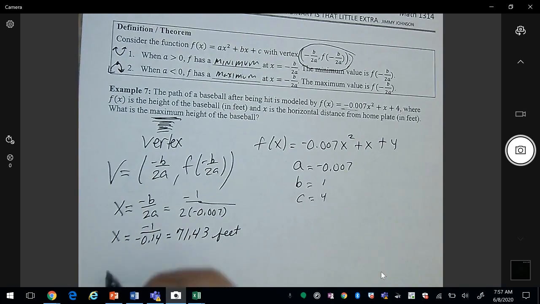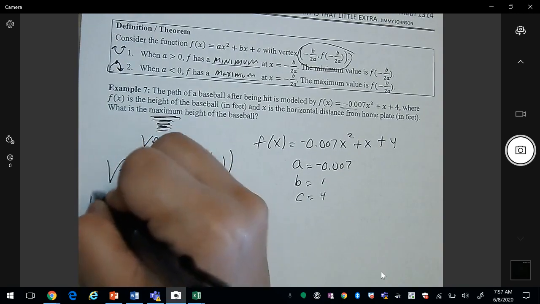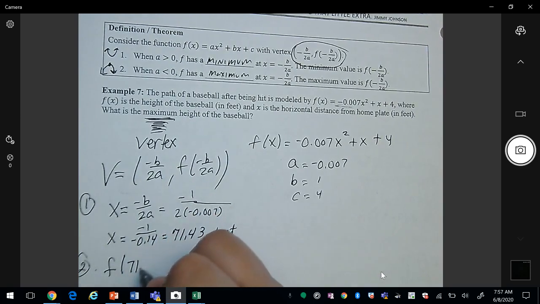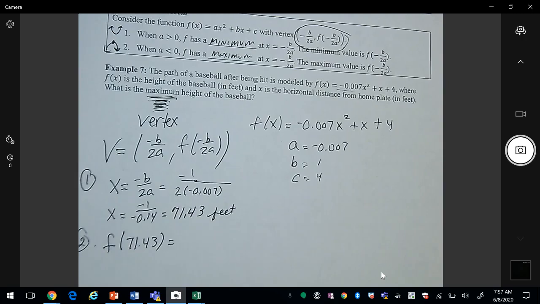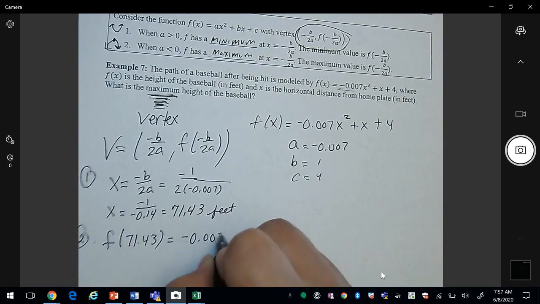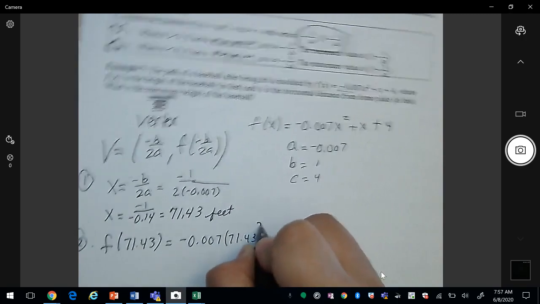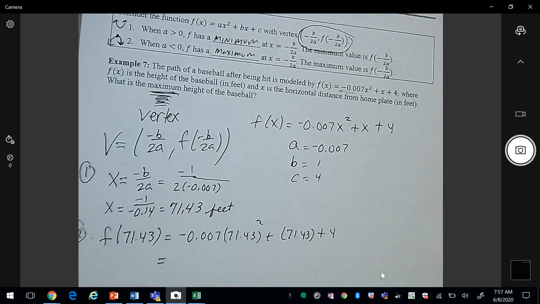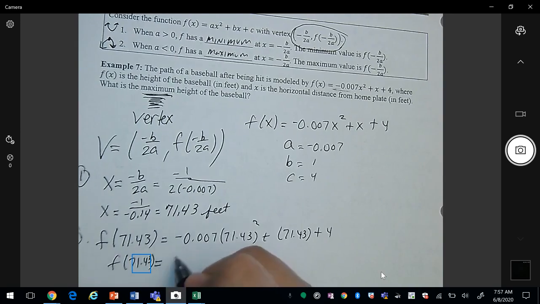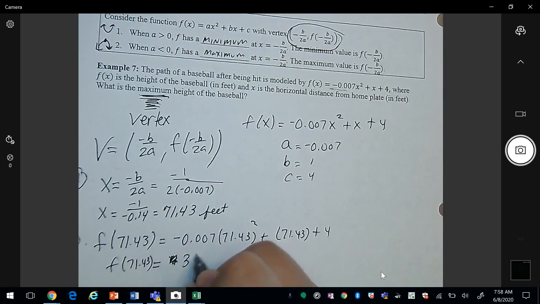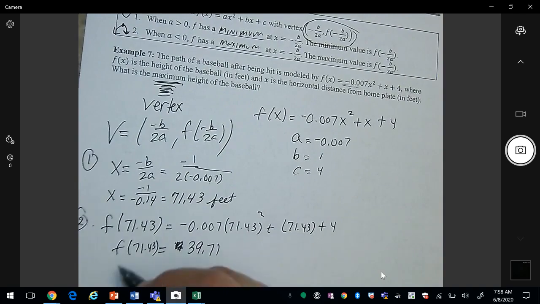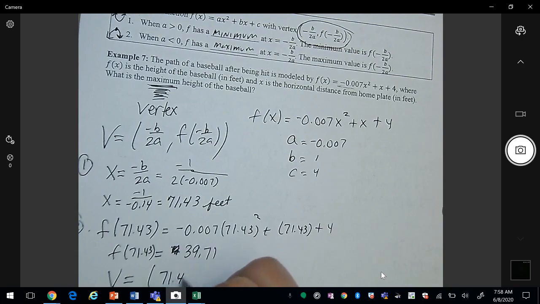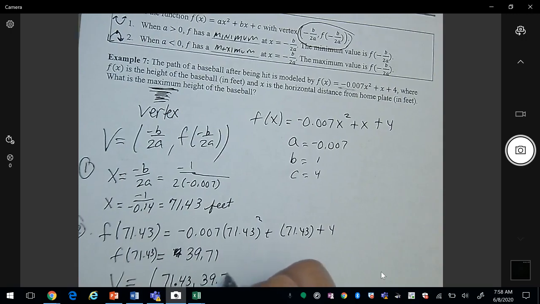Once you find your x value, then you're going to find your y value. So this is step 1. So step 2 is to find f of what you got in the first part. So we're going to find f of 71.43. And so what that means is we're going to plug in that number into every x that we see. Okay? If you plug this into the calculator, you should end up with 39.71. Okay? So your vertex is the x value, 71.43 feet, and the y value, 39.71.